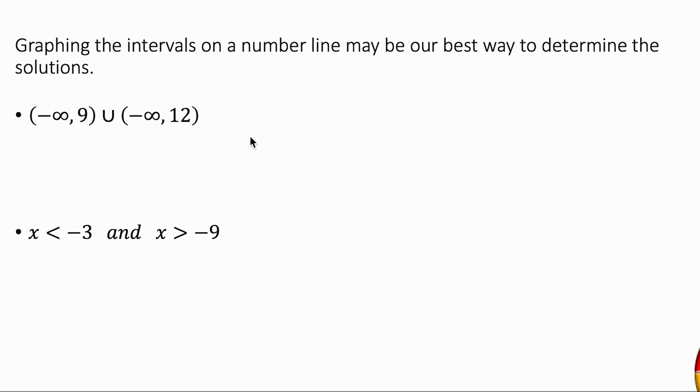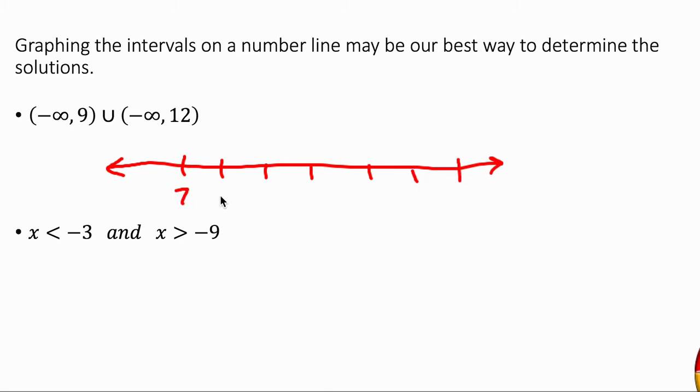So, graphing the intervals on a number line may be our best way to determine the solutions. Eventually, we'll get used to them and we won't have to graph them. But right now, graph them on the number line. I've got this number line that goes at least from 9 to 12. So I'm going to say 7, 8, 9, 10, 11, 12, 13.